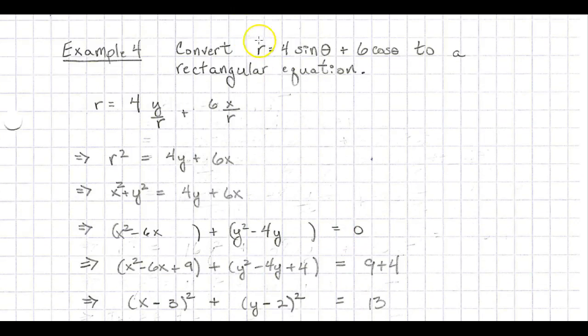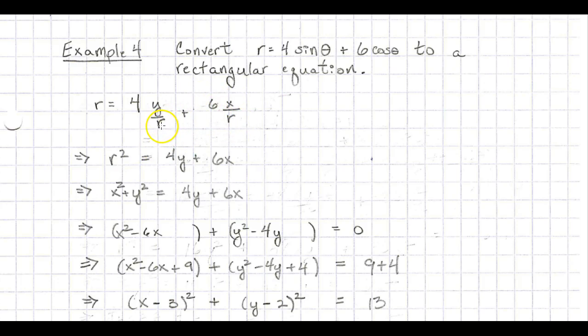All right, r equals 4 sine theta plus 6 cosine theta. We want to convert that to a rectangular equation. So what we have is y equals r sine theta. So what is sine theta by itself? It's y divided by r. x equals r cosine theta. So what's cosine theta by itself? x over r. So now I have r equals 4 times y over r plus 6 times x over r.